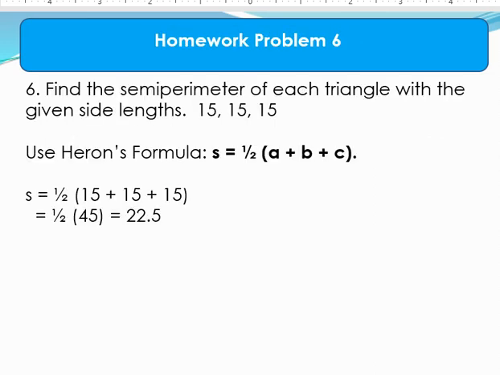Homework problem number 6 uses Heron's formula. It just asks find the semi-perimeter of each triangle with given side lengths. So you plug those side lengths into the formula, and we have 15 plus 15 plus 15 times 1/2, which is 22.5. Do the same for number 5.